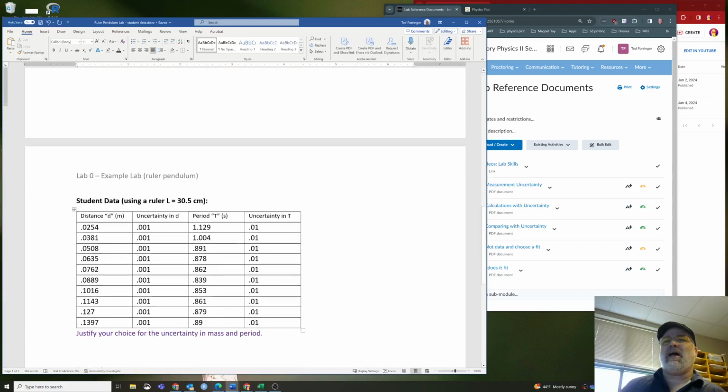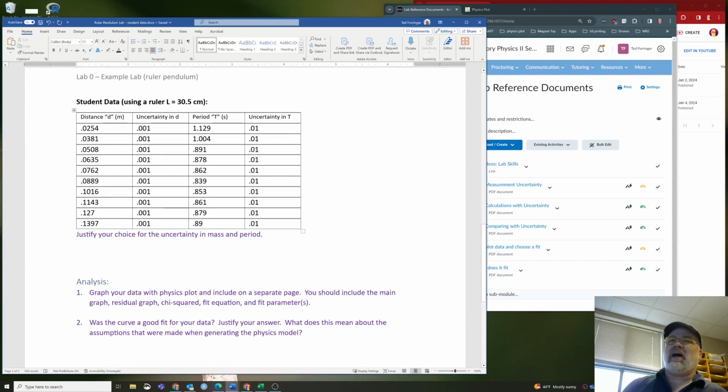Okay, the next step in your lab is going to be to collect the data. I stole some data from a student that did this lab several years ago, and the student actually didn't use a meter stick. They used a ruler, like a 12-inch ruler. And so the 12-inch ruler had a length of 30.5 centimeters, which is 0.305 meters. And that'll matter later. They didn't actually use a meter stick, they used a ruler, but it doesn't matter. The physics is very similar.